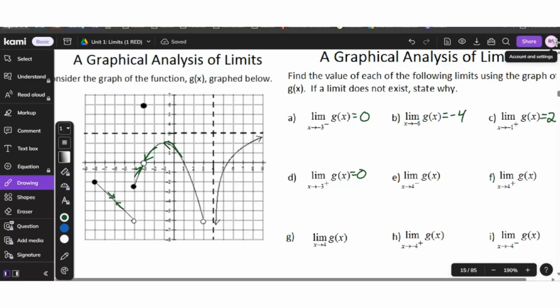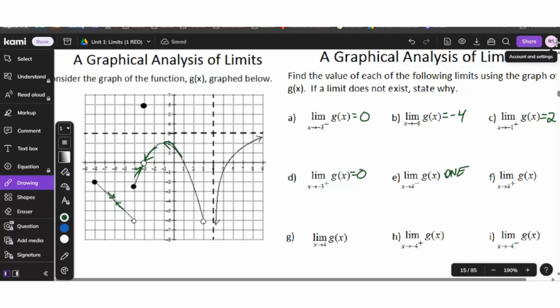Now, I want you to pay attention to these ones. The limit as we approach 4 from the left, the asymptote here. It doesn't exist because it cuts the function off. It cuts the function off, so it doesn't exist. So the left side doesn't equal the right side.